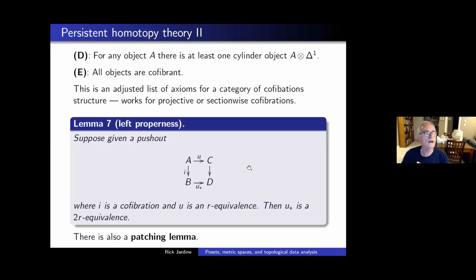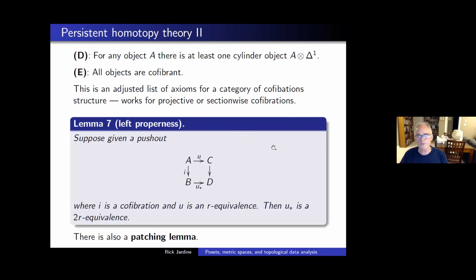There are a few more. For any object A, there's at least one cylinder object. That means A cross the standard one simplex, and all objects are cofibrant. So this works for both projective cofibrations and section-wise cofibrations. And it's an adjustment of a category of cofibration structure that I call persistent homotopy theory now, okay? And I concentrate on the cofibrations because I think that's liable to be of most use in practice, whether or not you believe the homotopy theory. But those axioms have standard outcomes that, again, you find in books.